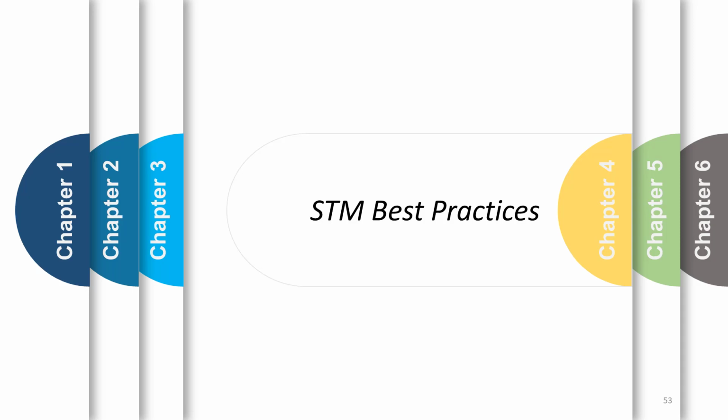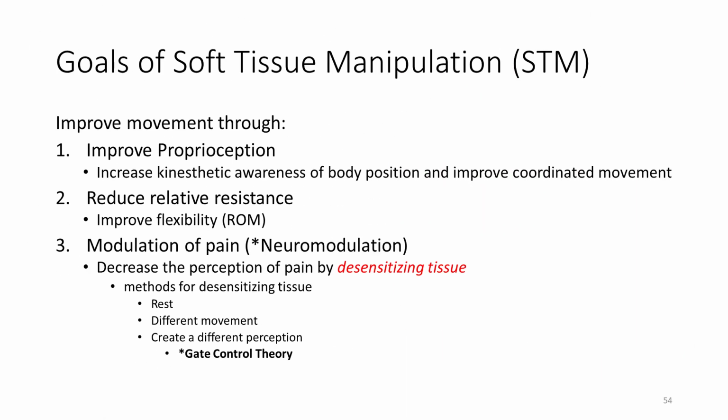So, best practices for using soft tissue mobilization. We are using soft tissue mobilization to, again, decrease relative tension, improve proprioception, and alter their perception of pain. Using soft tissue mobilization to achieve those results is just one piece of the puzzle to get us to the bigger picture, right? Moving better, moving without pain, and getting them into a position where they can tolerate load.